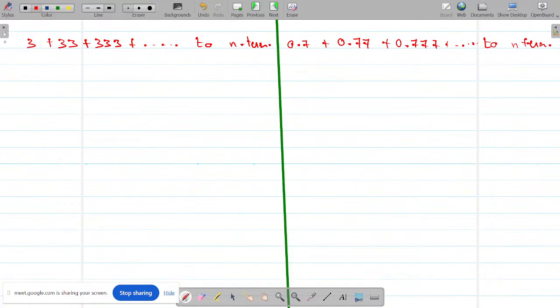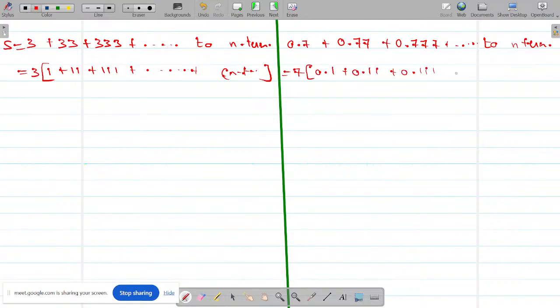So we are going to find the sum. I represent this as capital S. Throughout we find that 3 is common, so I take out 3. What happens? Please help me out. We'll get 1 plus 11 plus 111 and so on up to n terms. And here, 7 is common. So if I take 7, this becomes 0.1 plus 0.11 plus 0.111 and so on. Definitely there is an end, up to n terms.